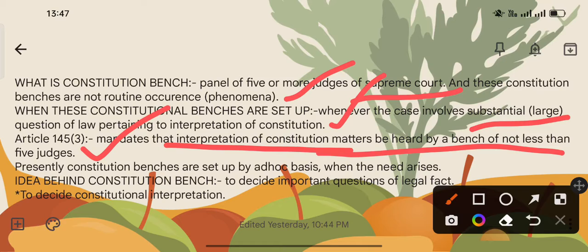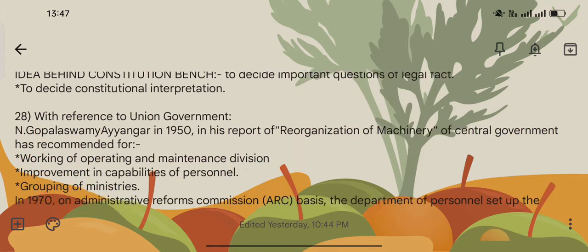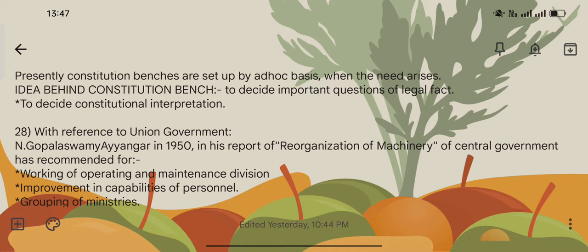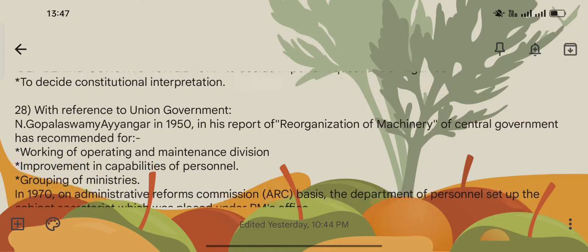What is the idea behind a constitution bench? Setting up of a constitution bench is to decide important questions of legal fact and to decide constitutional interpretation. So this is the idea behind setting up a constitution bench. One is to decide important questions of legal fact and the other is to decide constitutional interpretation.